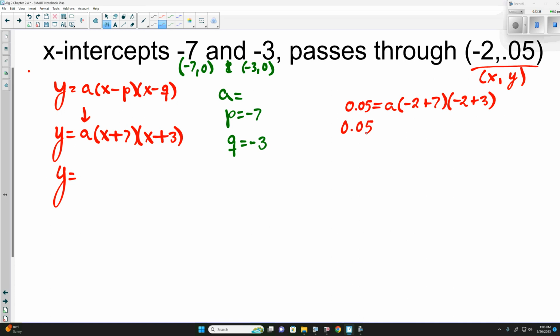Now at this point, we could simplify what's inside our parentheses. -2 plus 7 is 5, -2 plus 3 is 1. 5 times 1 times a is, well, 5a.